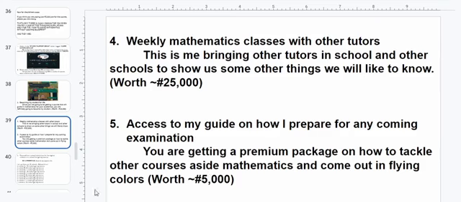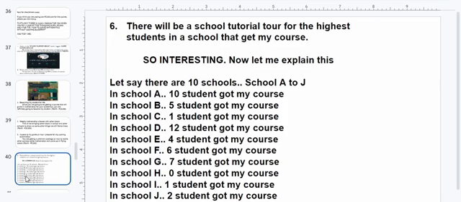Now don't think this is all. Okay? Don't think this is all. I still have more. There will be a school tutorial tour for the schools with the highest number of students that get my course. So interesting. Okay, let me just explain. Let's say there are 10 schools, and the schools are just from A to J.